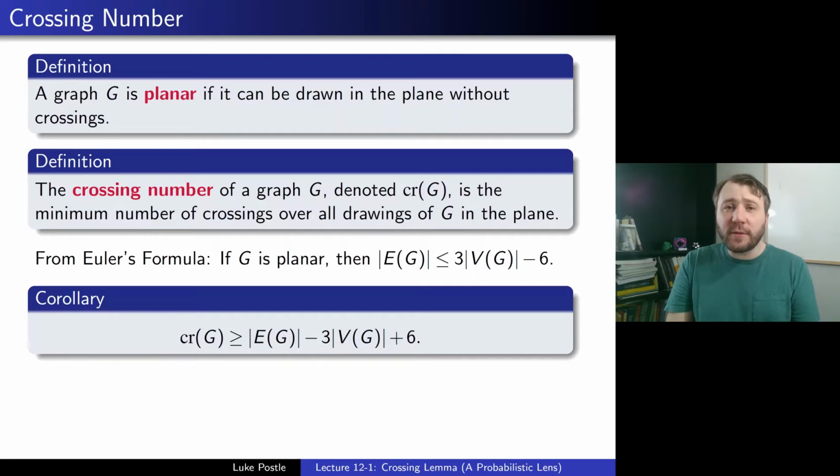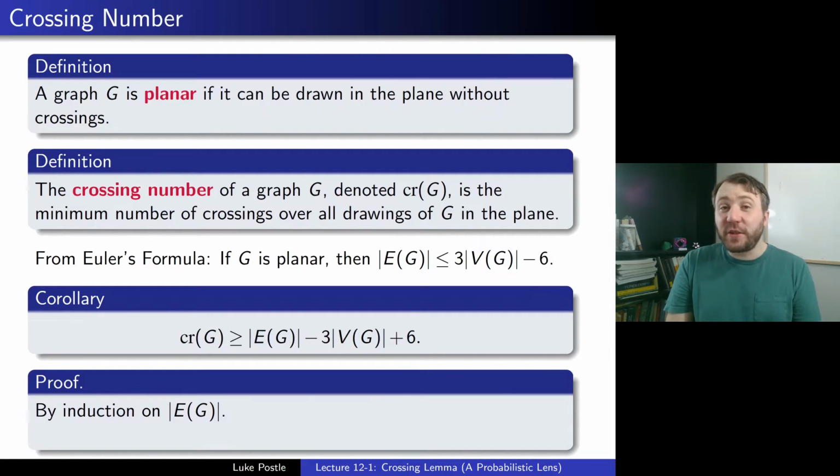From this, you can derive a rather immediate corollary that the crossing number of a graph G is at least E, the number of edges of G, minus 3 times the number of vertices of G, plus 6. And why is that? So you might want to pause the video and do this proof.